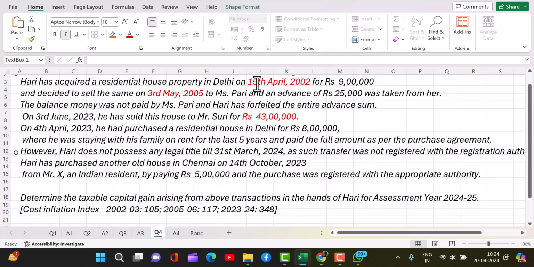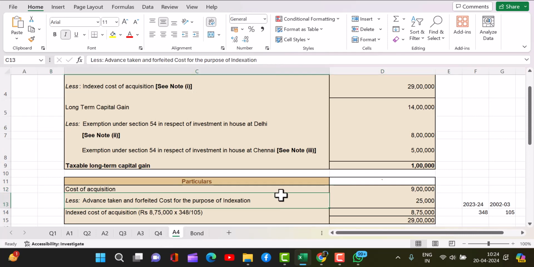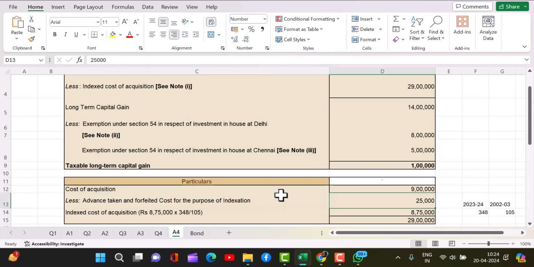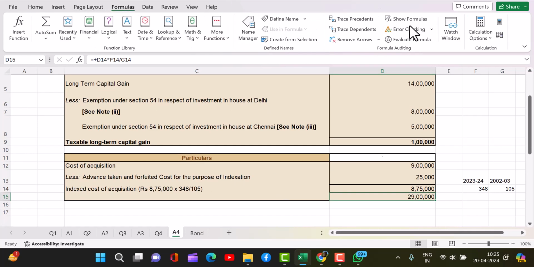So he purchased the house on 15th of April 2002. Okay, fine. So that means in 2002-03 the index was 105. He sold in 2023-24 when the index was 348. But then he had taken an advance. Okay, so the advance will reduce the cost of acquisition. Since the advance was taken before 2014, when he sells the property, this advance will be reduced from the cost of acquisition. So the cost of acquisition will become lower, and then he can apply the indexation benefit, based on this formula.